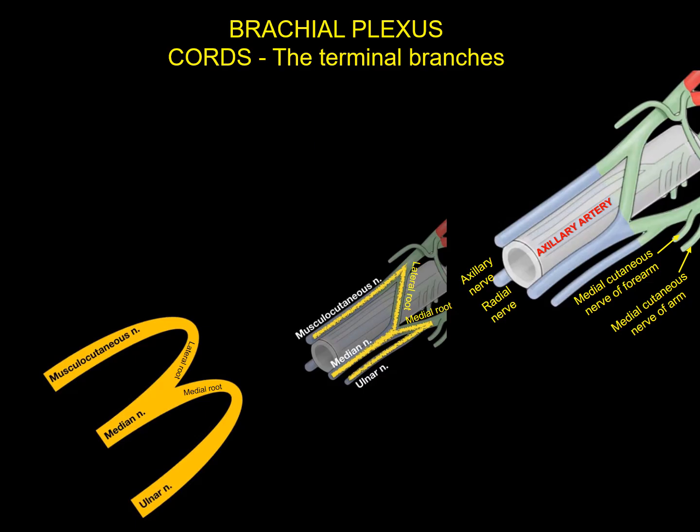from the medial cord. The medial and the lateral cords give off the medial and lateral roots of the median nerve, which fuse to form the median nerve. The formation looks like the letter M: the lateral musculocutaneous nerve, the median nerve with its lateral and medial roots, and the medial ulnar nerve.